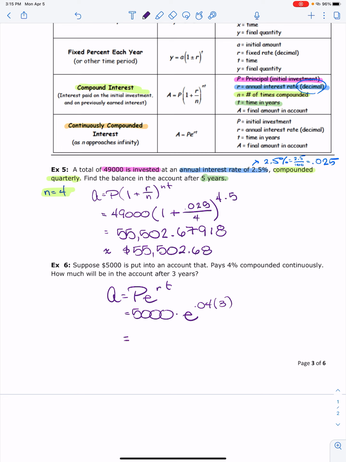And I plug that into the calculator. I get 5,637.48458. Again, dollars and cents. We're going to round to 2 places. 5,637.48.